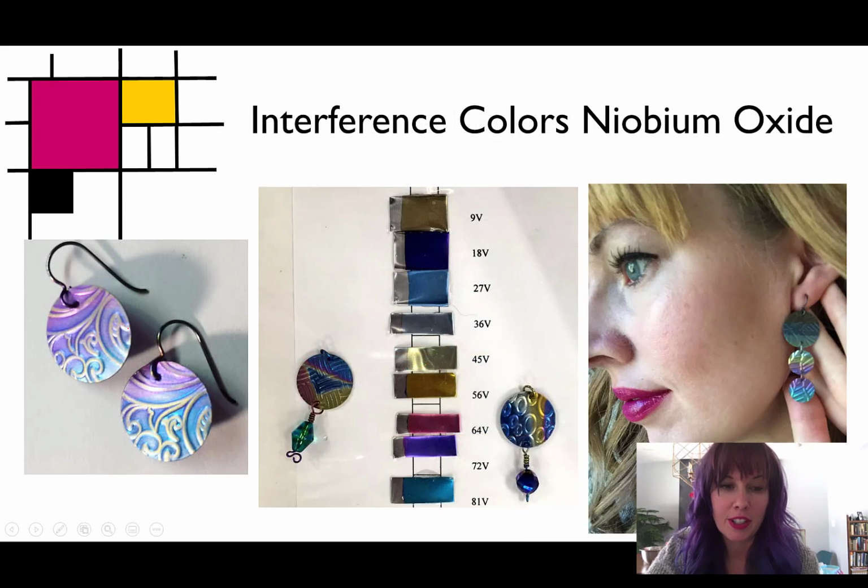Another example of interference, these niobium earrings. So this is from my chemistry and art class. So niobium you can oxidize, and when you oxidize niobium, depending upon the thickness of that niobium oxide layer, again, you can get interference of light that causes light to constructively and destructively interfere to see color.